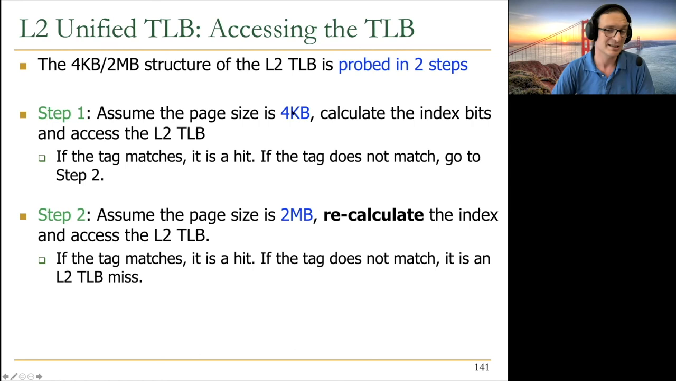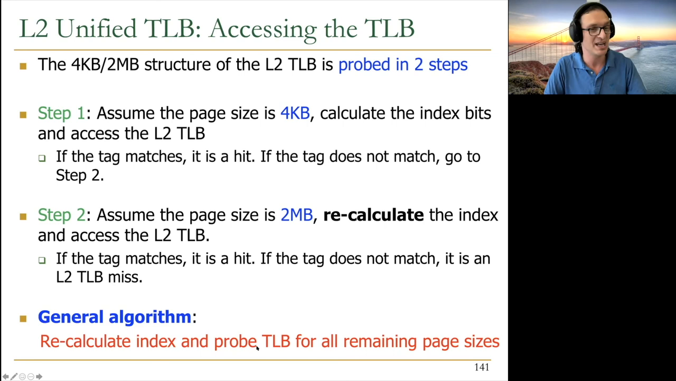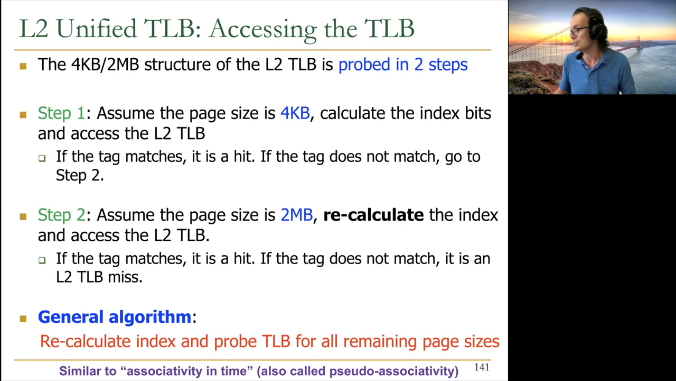If you hit in the first step, that's good, then it's a 4 kilobyte page. If you miss in the first step and hit in the second step, then it's a 2 megabyte page. If you miss in both, then you need to do the page table walk. The general algorithm is to recalculate the index and probe the TLB for all remaining page sizes. We've seen this in associativity in time. If you remember the cache lectures, we called it pseudo associativity. This is a poor man's associative cache, if you will.